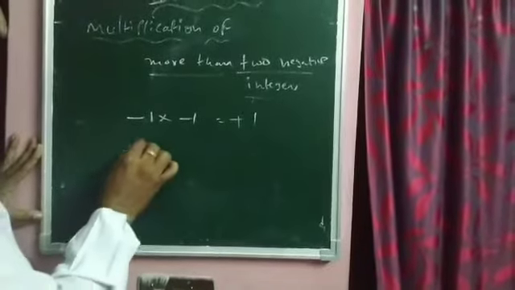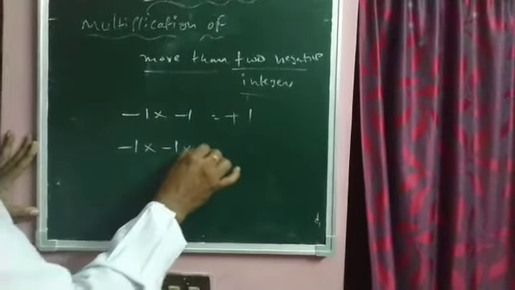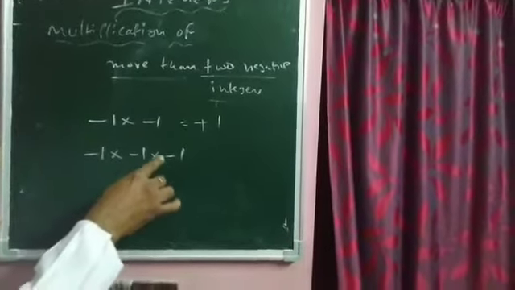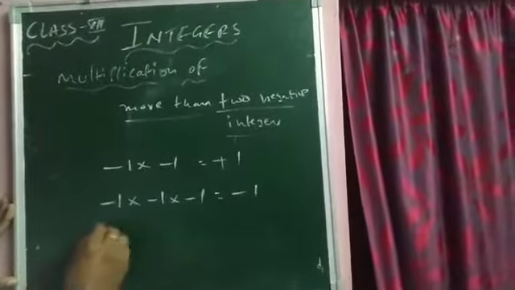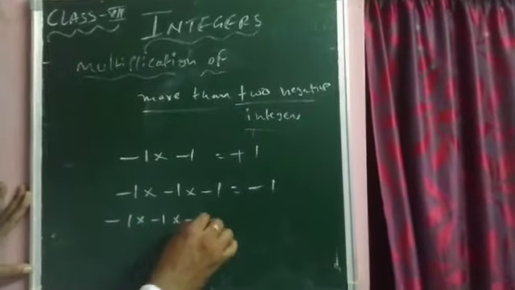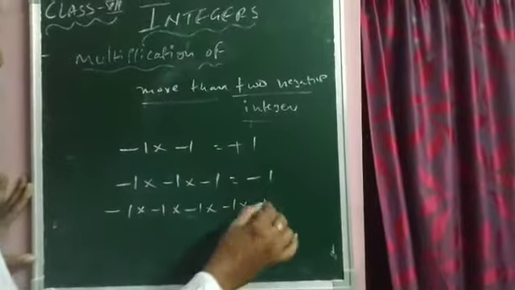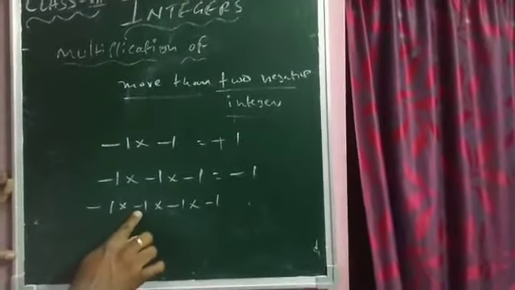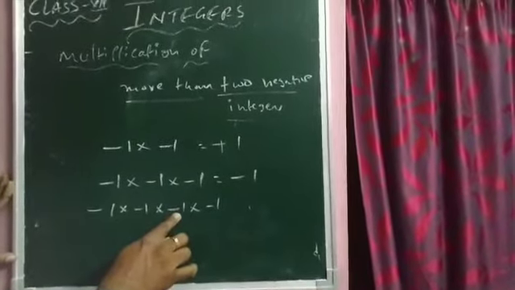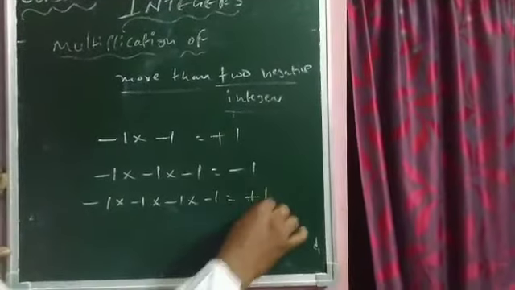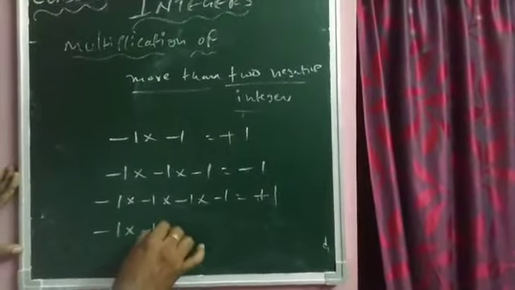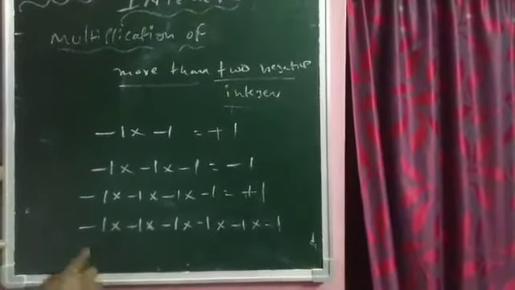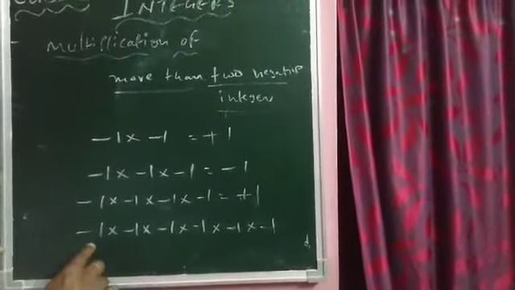But when more negatives are there: minus 1, minus 1, minus 1. 3 negative integers are there. Minus into minus, plus, plus into minus, minus 1. Then 4 negative integers: minus into minus, plus, plus into minus, minus, minus into minus, plus 1. Here 5 negative integers are there.